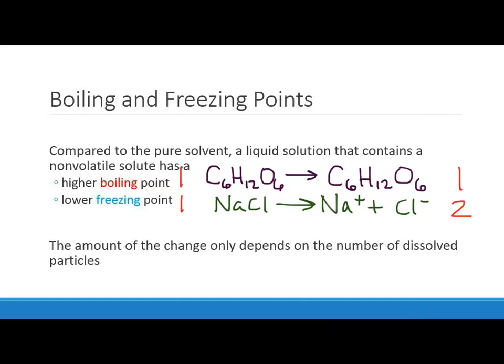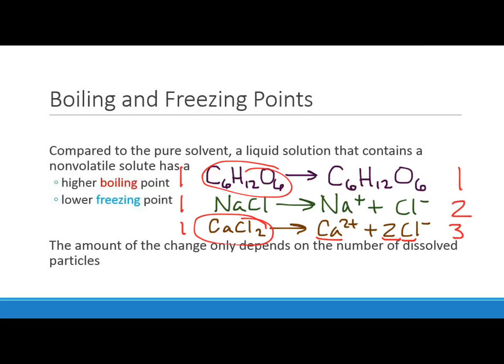Now let's try one more. What if I use something like calcium chloride? This is the fast melt stuff, the expensive stuff that you can buy. Well, this will split into calcium and 2 chloride ions. So in this case, by putting in 1 of these, you're actually getting out 3 of these, 1 calcium and 2 chlorides. So you can see that calcium chloride would definitely work the best out of all of these, but simply because it has more particles. It doesn't matter that we have calcium ions versus glucose molecules. I could use glucose, but I'd have to put in 3 times as much to achieve the same effect.